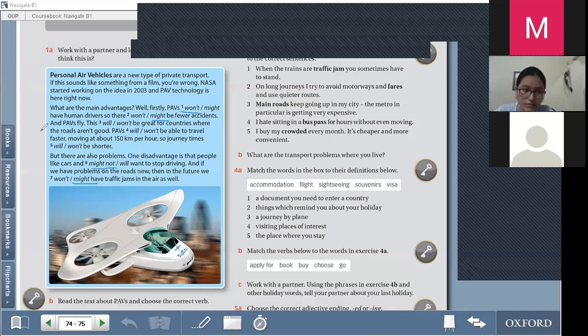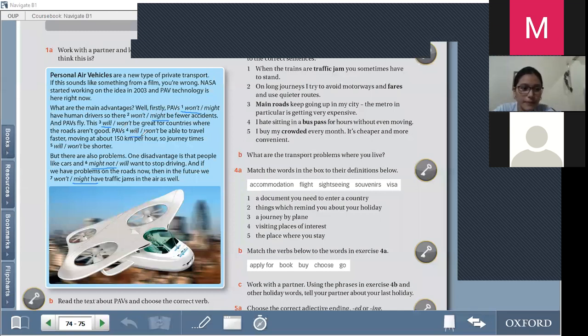Now, for the rest of the exercises, let's discover the answers. Now, we know number 1 is won't. What about number 3? Will or won't? What do you think about that? Will, of course. This will be great for countries where the roads aren't good, all right? That's it. PAVs, will or won't? Will, definitely. What about number 5?